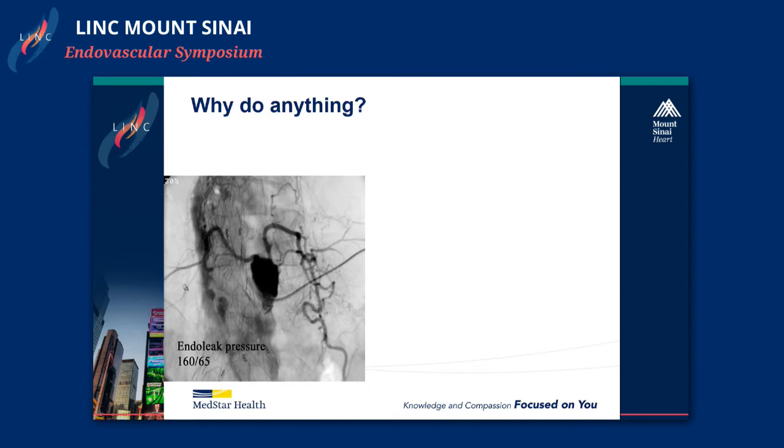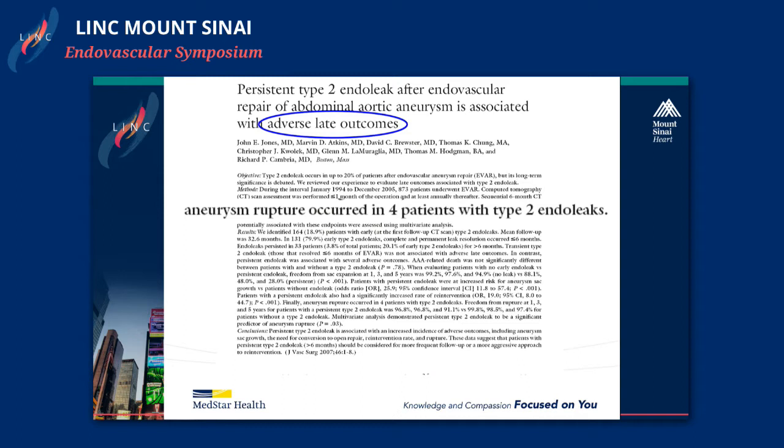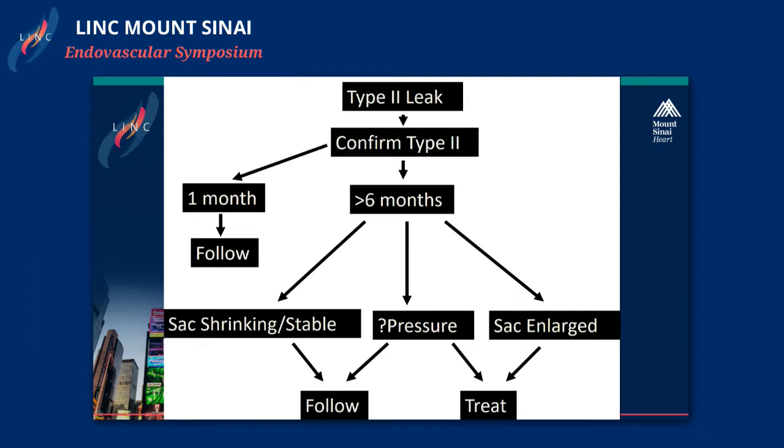Well, if you were to measure the pressure of every single one of these type 2 endoleaks, you would find that several of them do actually have systemic pressure. And we do know by reports that some of these type 2 endoleaks do actually end up with a rupture of the aneurysm sac, and it's probably those type 2s that have systemic pressure and ultimately lead to sac enlargement.